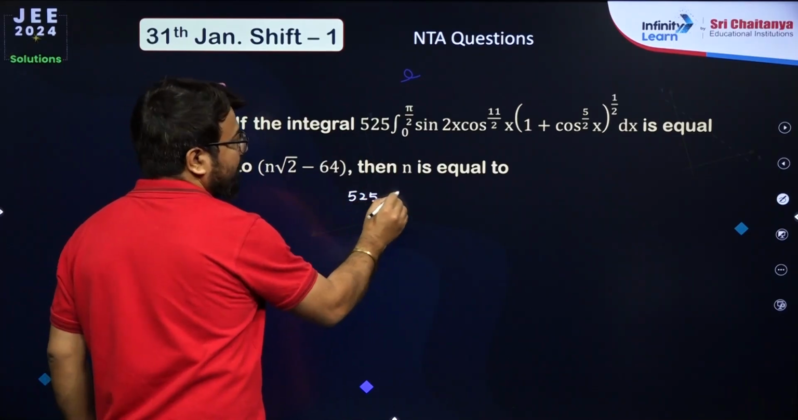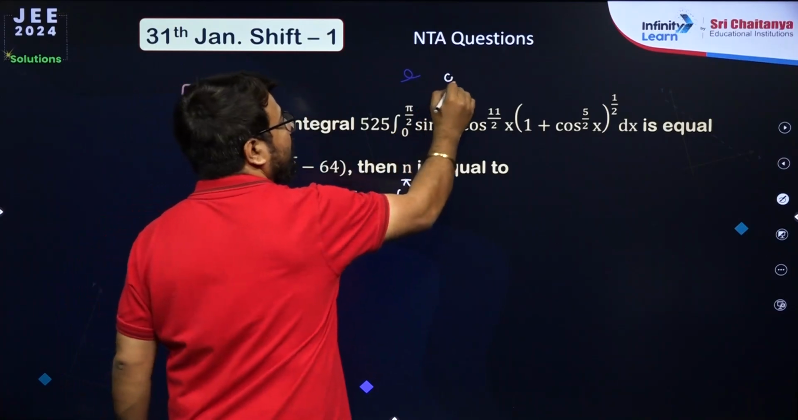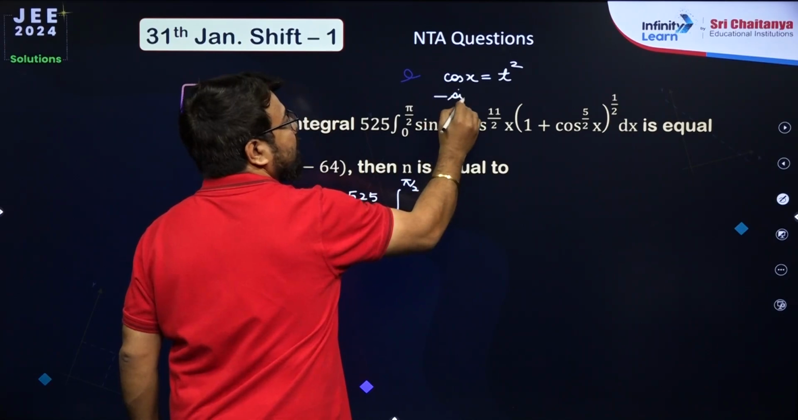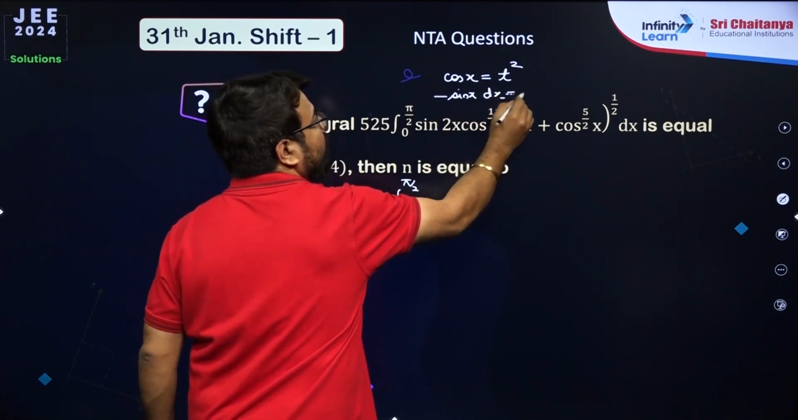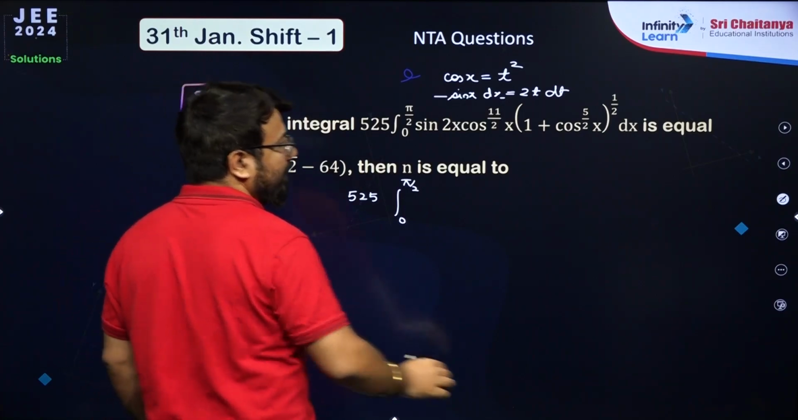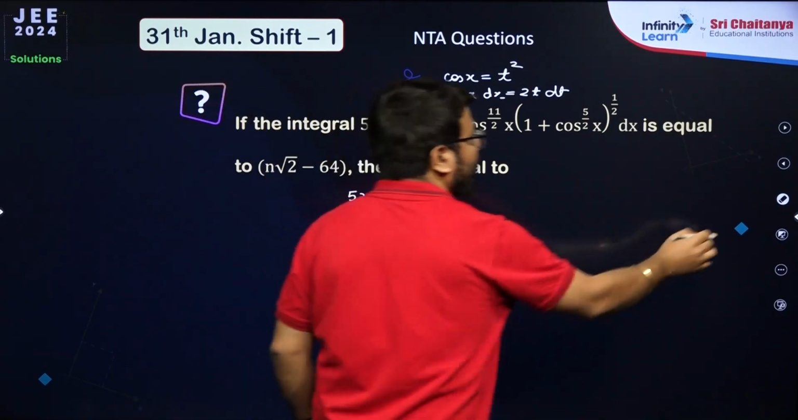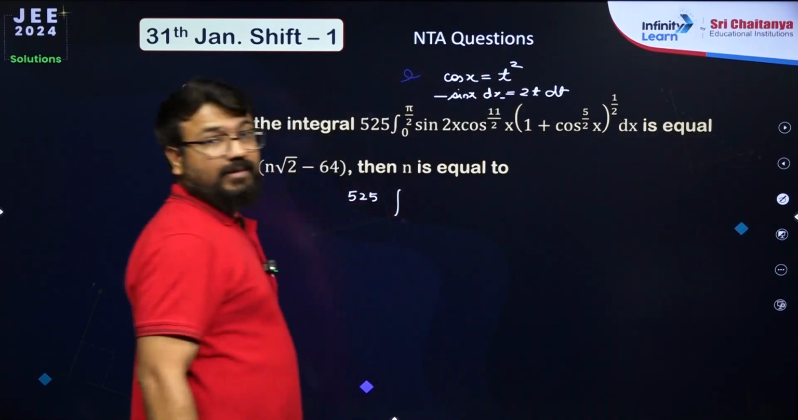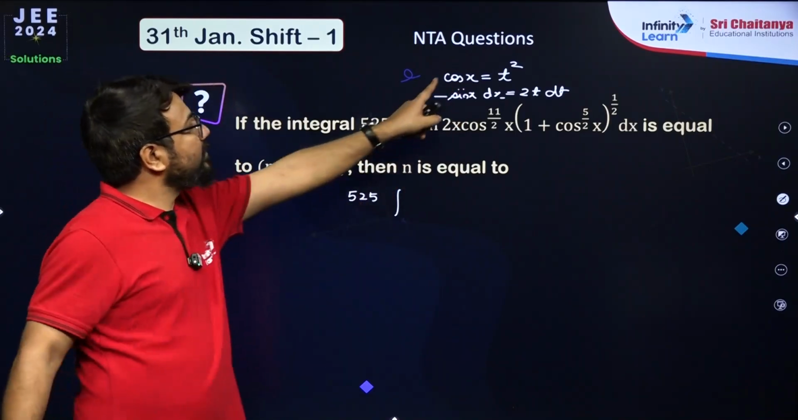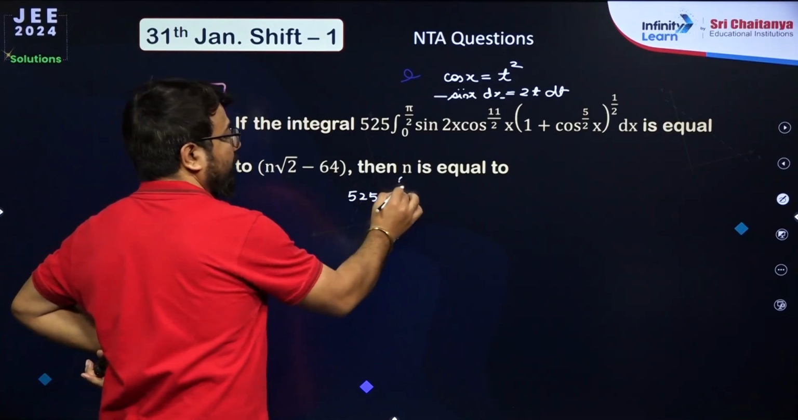So 525, integral from 0 to pi by 2. What I will do first of all, I'll assume the value of cos x as t square. Then minus sin x dx will be written as 2t dt. Can I find sin x dx? Yes, I can find. And I will be changing the limits also. Because if I assume cos x as t square, then if I keep x as 0, t square will be 1, and at x is pi by 2, t will be 0. So here it will be 1 and here it will be 0.